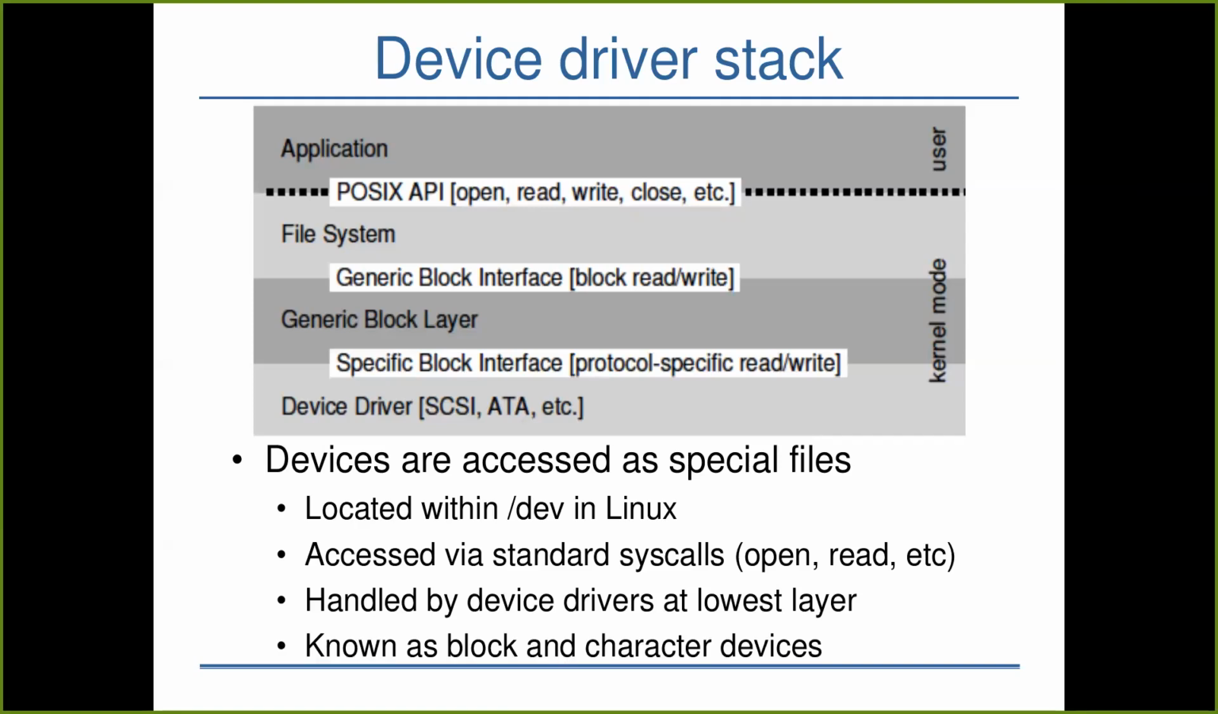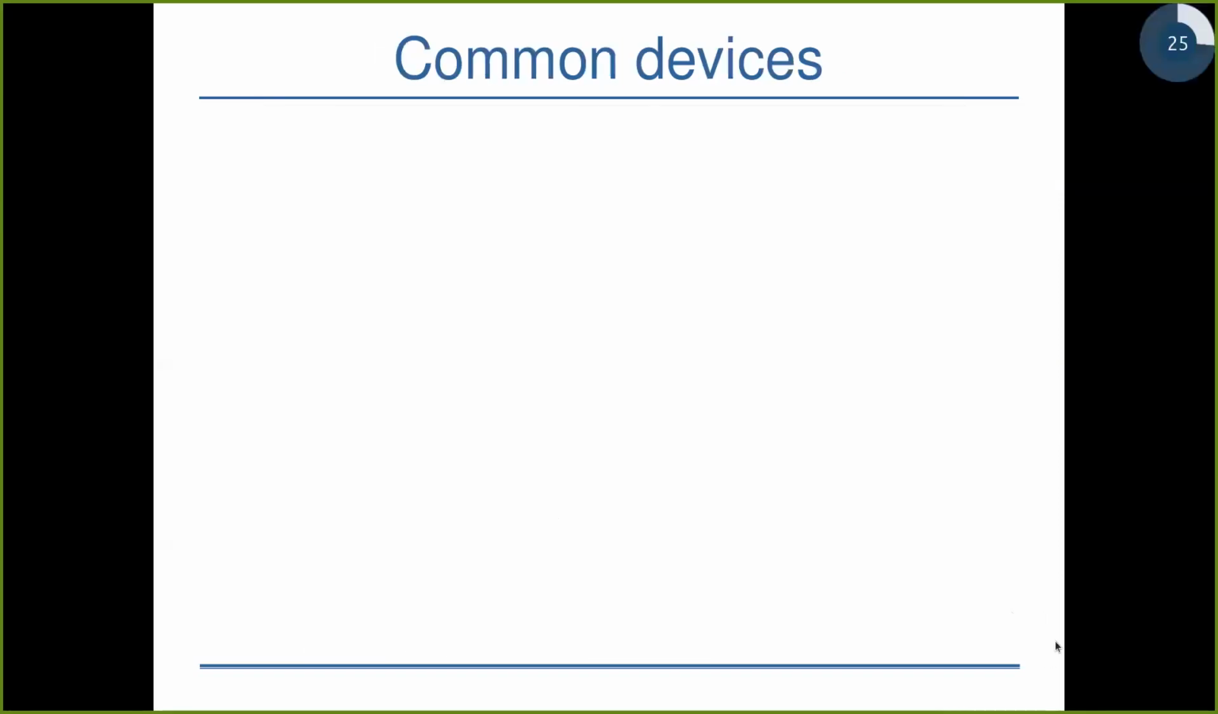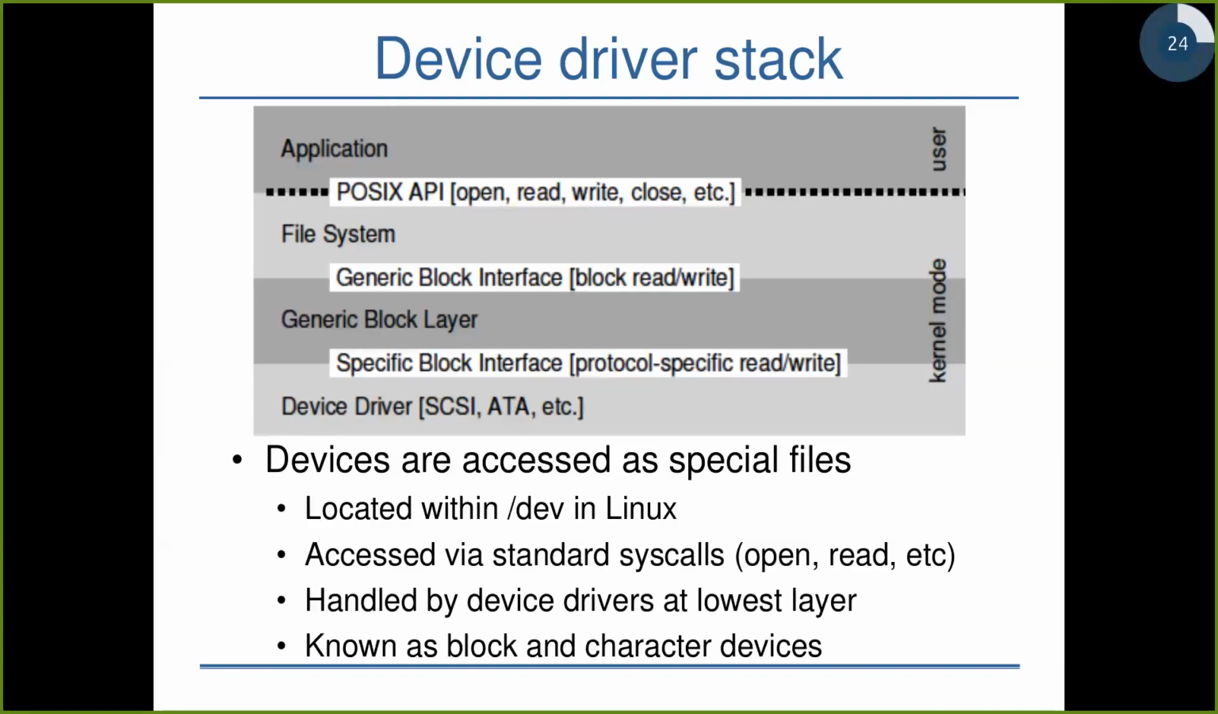We have legacy partitions like MBR and modern GPT partitions and so on. In general, you have two kinds of devices: block devices and character devices, depending on what type of device it is. For block devices, we typically access a large chunk of data.